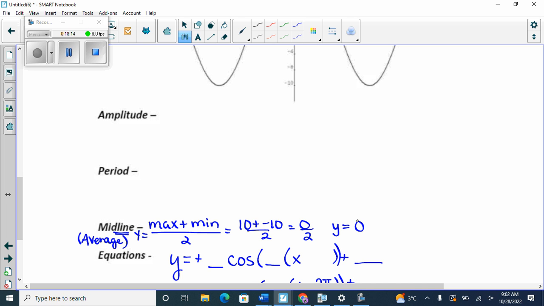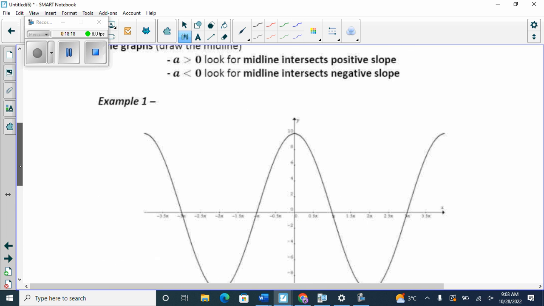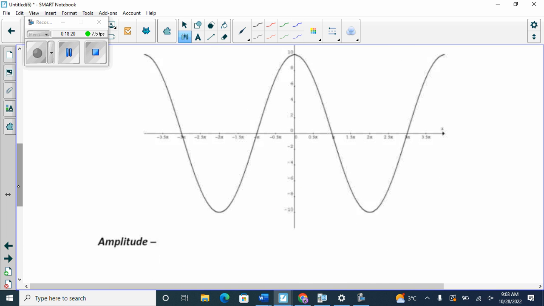The other way you can do it is finding the amplitude. What is the amplitude of this graph? Negative 10 to 10 is a distance of 20, and half of that is 10. You guys are giving me the amplitude. So if I count up 10, which is my amplitude, and I count down 10, I should land on the midline. That's another way to check it, which we found out was y equals 0.